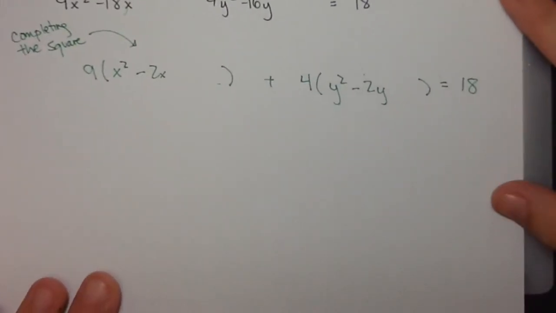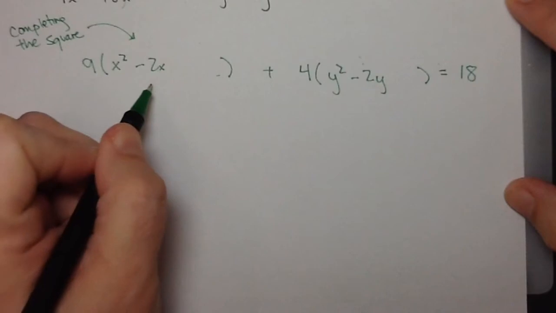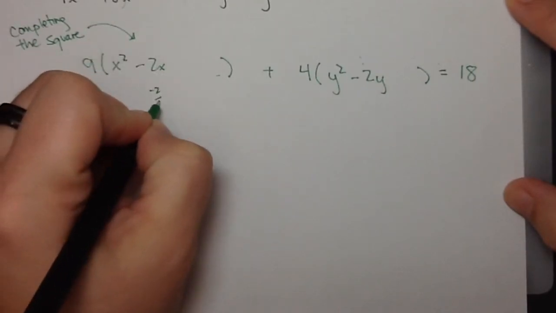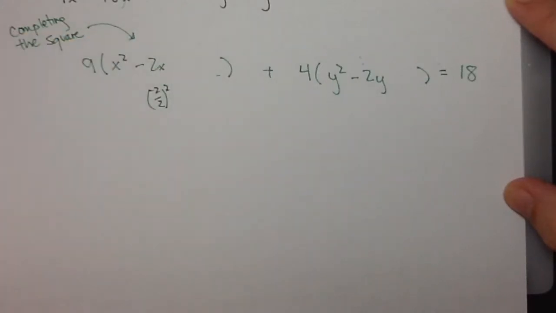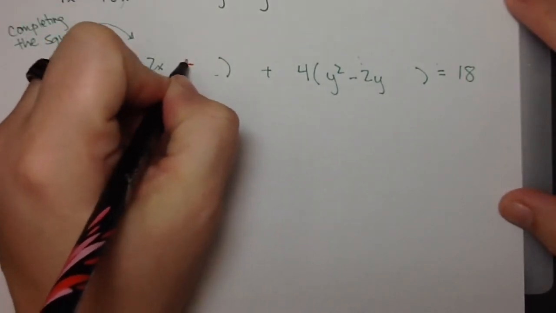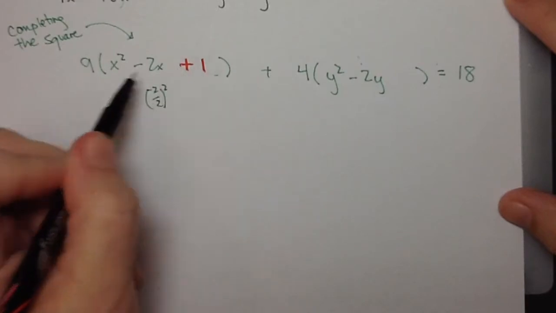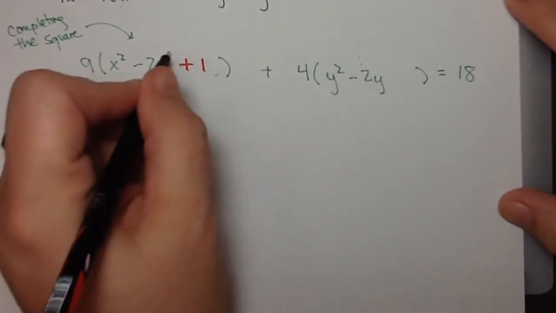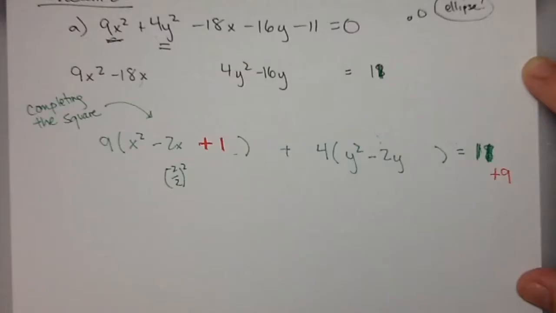The way to do that is, as long as a is 1, you take b, divide by 2, and then square it. So negative 2 divided by 2 squared is just 1. So I'm going to add 1 to make this a perfect square. So 9 times 1 is adding 9. Since I added 9 on the left-hand side, I'm going to have to add 9 over here.